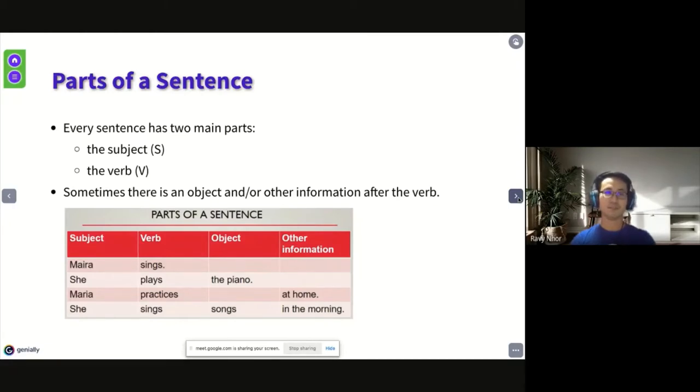Another example: she plays the piano. After the verb we have an object, the piano. And another example: Maria practices at home. We can see here in this sentence we have a subject and a verb but we don't have an object. We have the other information, which talks about the place where she practices.